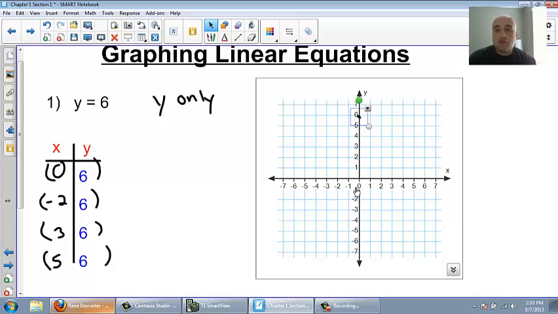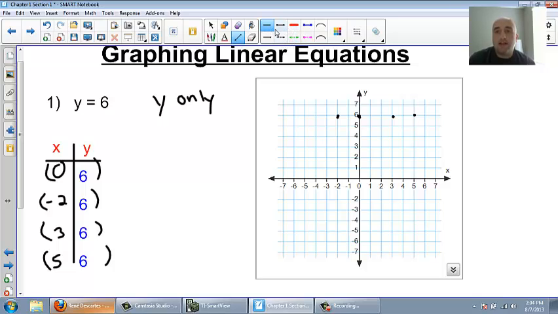Our next point is negative 2, 6. So that's 2 to the left, 6 up. Our next ordered pair is 3, 6. So that's 3 to the right in the positive direction and 6 up in the positive direction. And our last point is 5, 6. So it's 5 to the right and 6 up. And there we have it. We have 4 points.